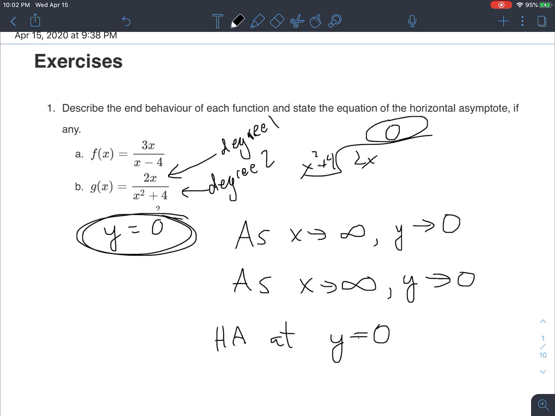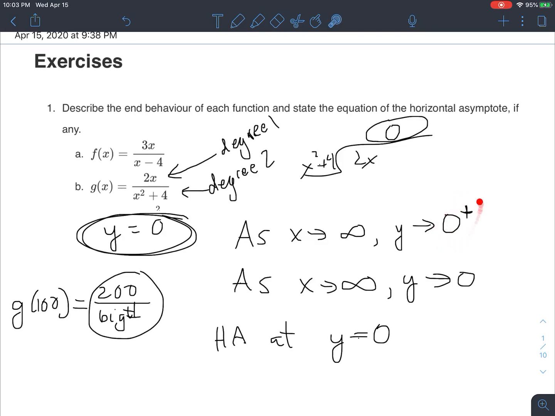Now, there is one more thing. I'm going to plug in a really big number here. So let's plug in g of 100 equals 200 over a big number. That's a positive number, so I know this is going to approach from the top. It's going to be 0 plus a little tiny bit, a little bit bigger than 0. So over here I'm going to put that it's coming from the top on the right hand side.